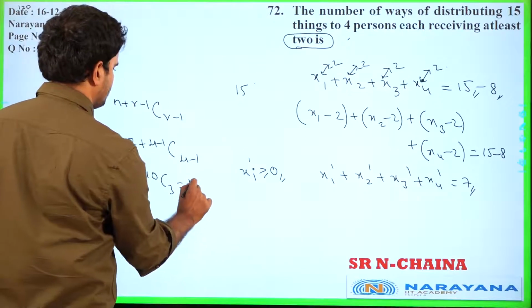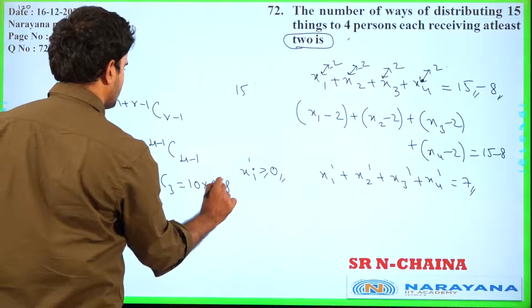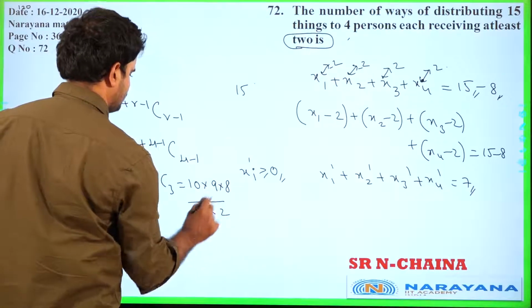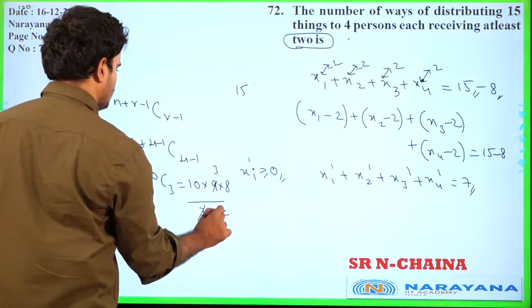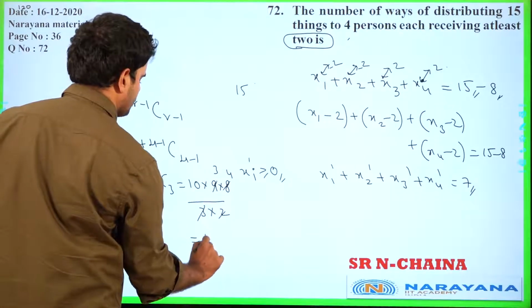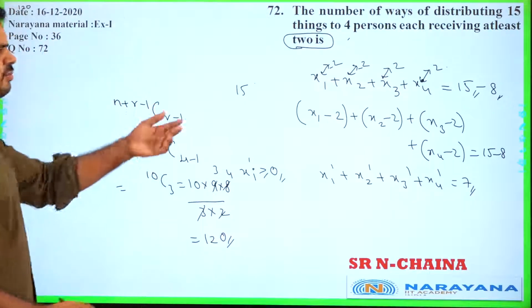So that becomes 10 into 9 into 8 by 3 into 2. You get 3, you get 4, so total 120, people. I hope you understood, people. Direct formula based, nothing more.